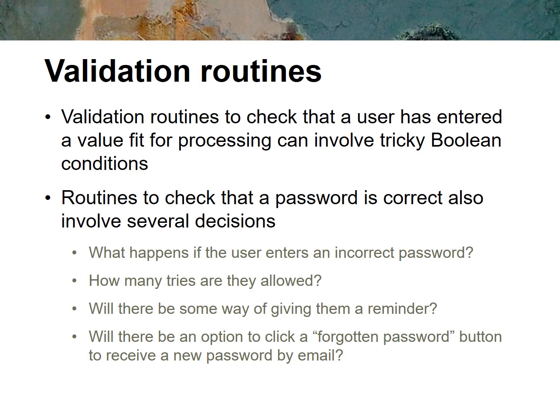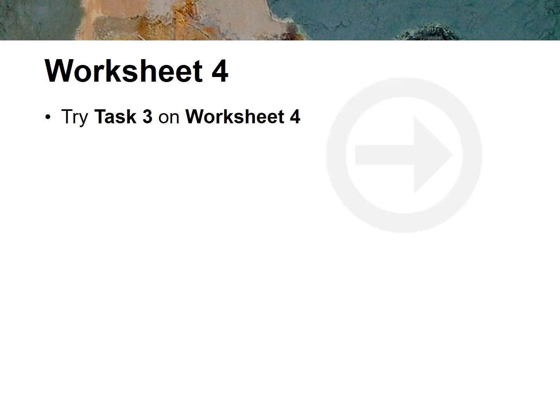We've also insisted on validation before. Now, this can be a bit harder, obviously, when you're using Boolean conditions, but think about routines to check that the password is correct. What would happen if the user enters an incorrect password? It's a decision and a validation that we're going to have to think about. How many times are they allowed to re-enter their password? On some systems, after 2 or 3 attempts, there's a time limit put on. All of these are validation routines and questions you might include. Try task number 3 on worksheet 4.